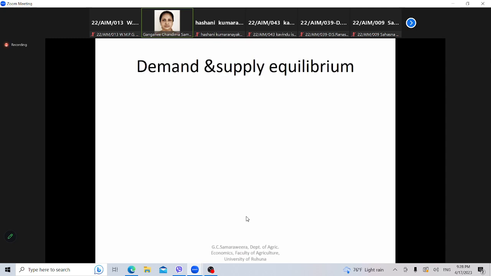Now we will see. Separately we discussed the supply curve, supply schedule, and factors affecting supply. And separately we discussed supply: what is supply, law of supply, factors affecting supply. Okay, so these all we discussed. Now we need to discuss the equilibrium between demand and supply. Okay, that's also a very important point to discuss.